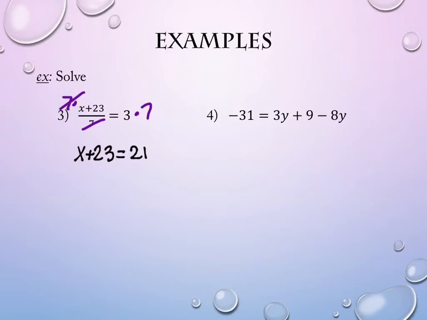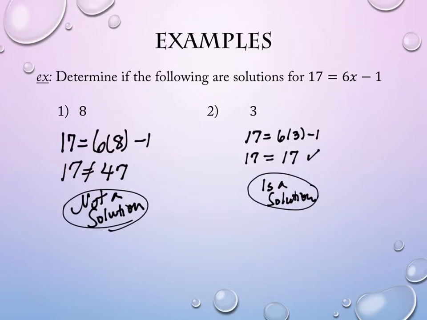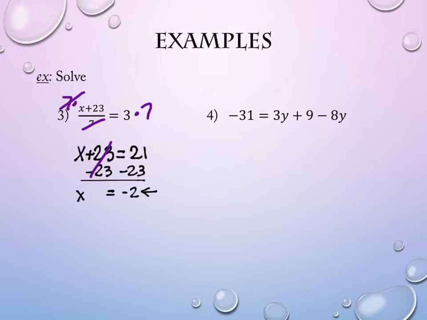And then what would I do to solve for x? Subtract 23. So on the left, these two add to 0, leaving me with x. And on the right, what do I get? -2 is correct. So I'll only do it on the first couple, but you can check every single solution doing exactly what we did on problems 1 and 2. You can take the solution that you got, in this case -2, and plug it back in for x to see if it works.